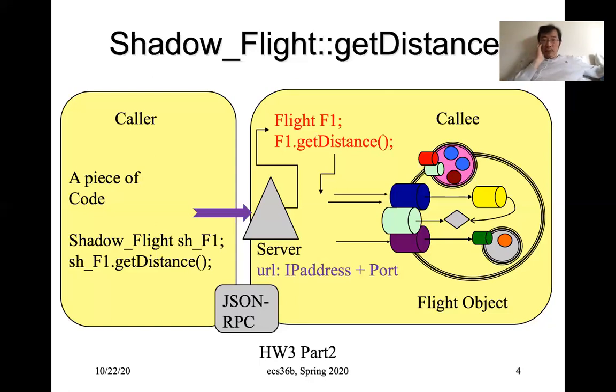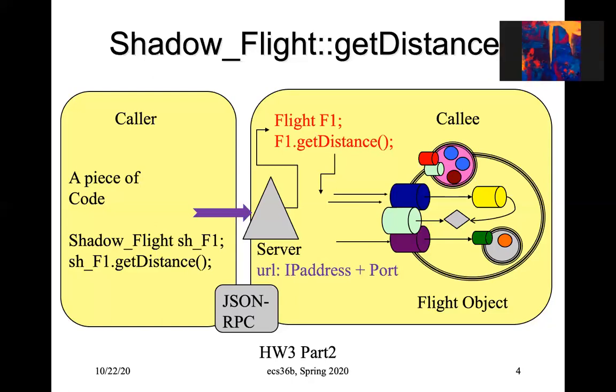Any question? Yes, Professor. At what point is the real F1, the real flight object, made? Is it made after the left-hand side program passes through JSON RPC? Oh, when is the flight F1 created, constructed? Is that your question? Yes.